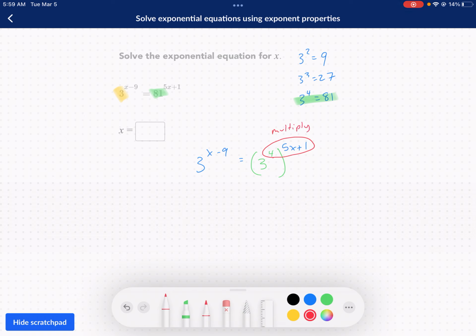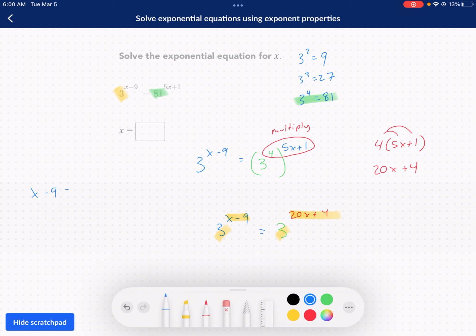Okay, so once we do that, we got to treat it like this, where we have the distributive property. So we're going to do 4 times the 5x, that's 20x, and then 4 times the 1, that's 4. So this becomes 20x plus 4, still of a base 3, and on the left side we have 3 to the x minus 9 power. Now these two bases match. Guess what that means? We can set those two exponents equal to each other.